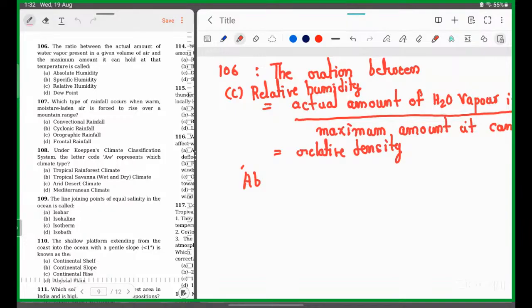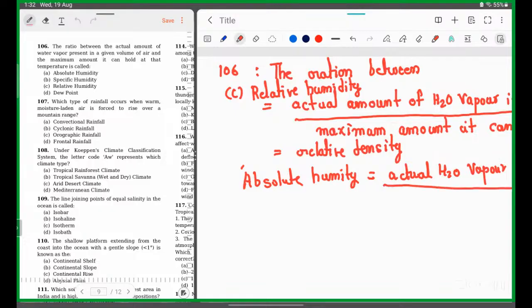Absolute humidity means humidity is equal to actual H2O vapor upon specific volume of air.